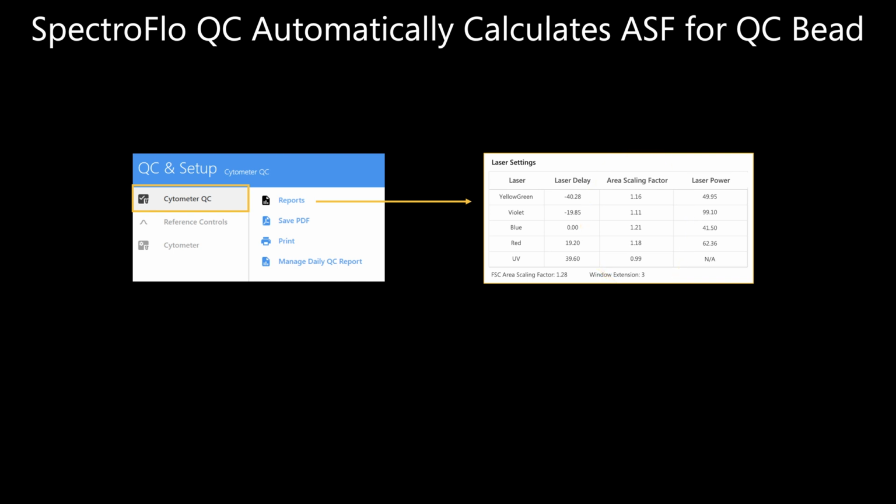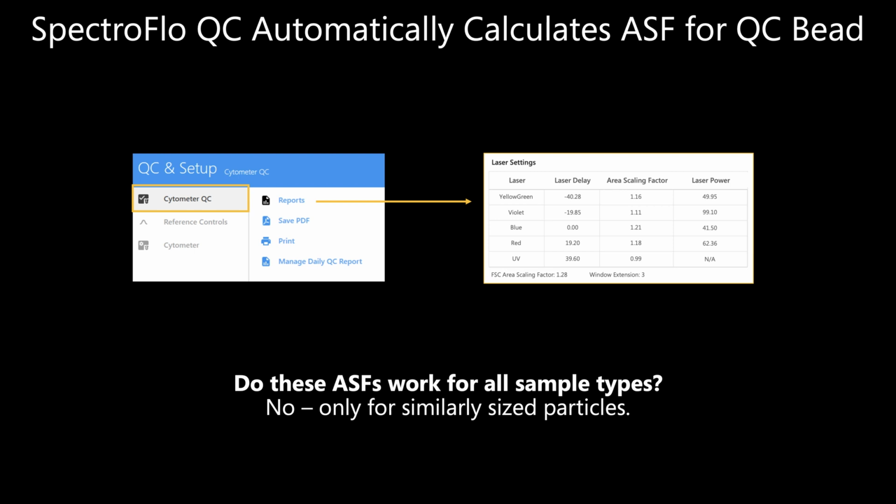Now the question is, do these area scaling factors work for all sample types? And the answer is no. Odds are, if you're running cells that are much larger than these 3-micron beads, especially if you're getting to sizes around 10 to 20 microns, you're going to want to adjust these area scaling factors, as the one generated by daily QC is not ideal for these cell samples.